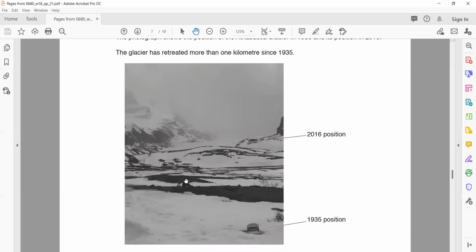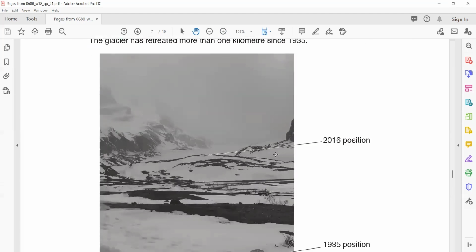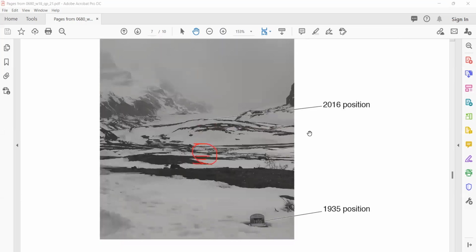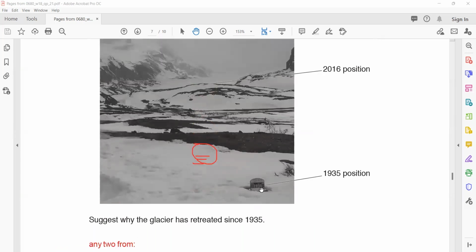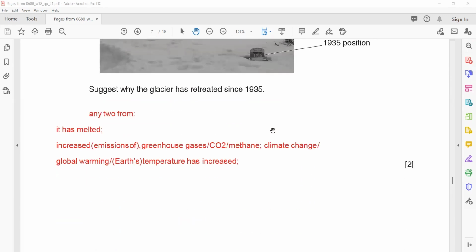They're saying in 2016 the glacier was here. Okay, you can see this glacier was here. But in the new picture, in 2000, if you see the old picture, in 1935, it was here. So the glacier is moving from one place to another. Okay, so now what can be the reason for that? It is melting ice, greenhouse gases, climate change, global warming.